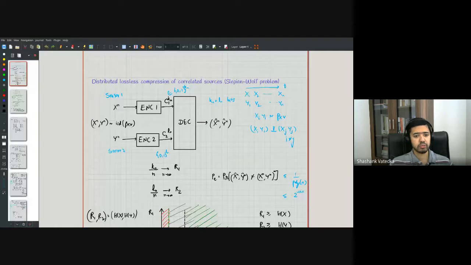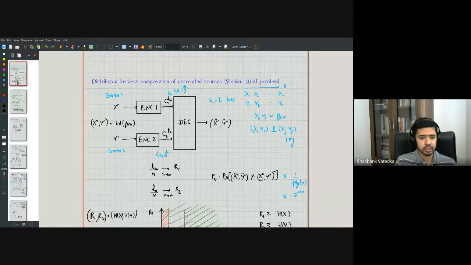In the last couple of classes, we studied the distributed lossless compression problem, where you have two correlated sources, basically two files, which are correlated with respect to each other, and they're distributed according to some known IID distribution Pxy. And the goal was to compress them independently, but then decompress them jointly at the receiver.